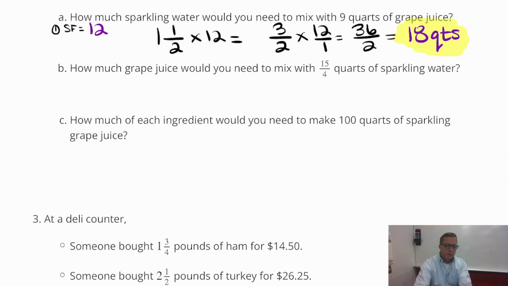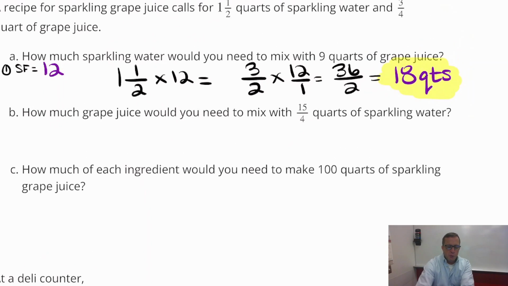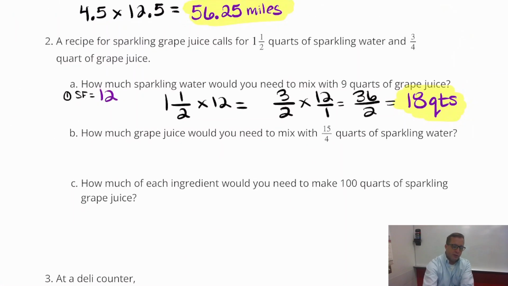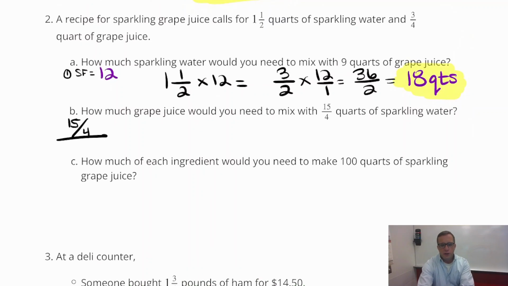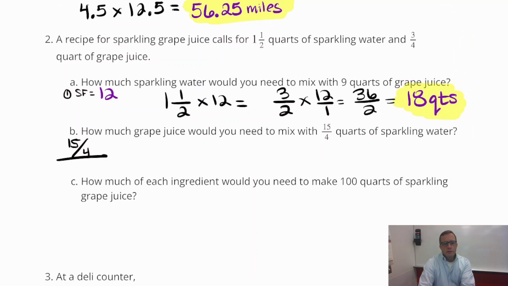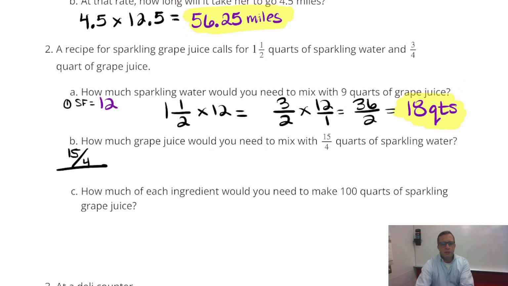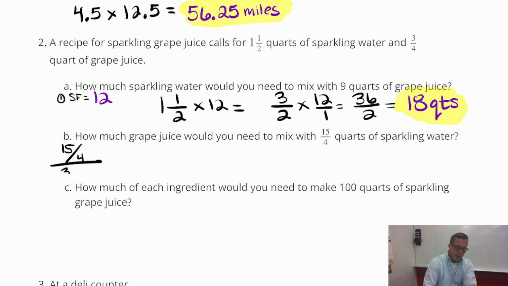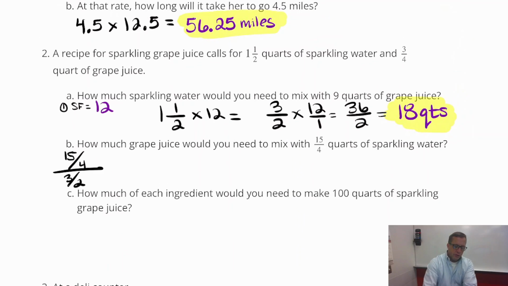Now let's go ahead and do the same thing for B. This time we're doing it with sparkling water. So let's figure out the scale factor for that one. So let's do 15/4. Let's set up a little bit of a complex fraction here. So we're going to do 15/4 here, divided by the original mixture of sparkling water, which is 1.5. Now I'm going to put 3/2 there instead of 1.5. So this is a matter of doing 15/4 divided by 3/2. Change division into multiplication and then flip the second fraction. Keep the first fraction the way it is.